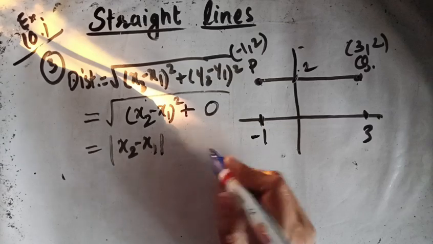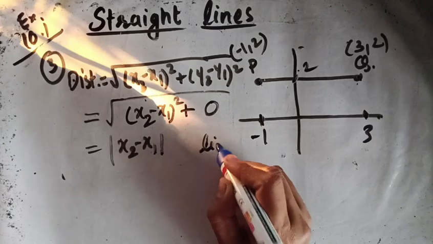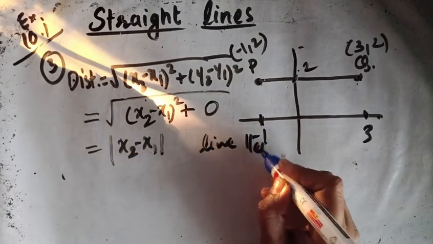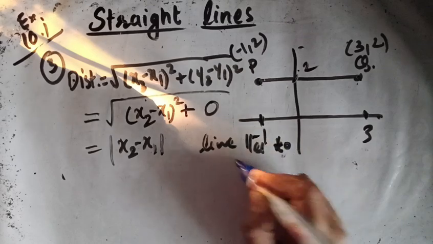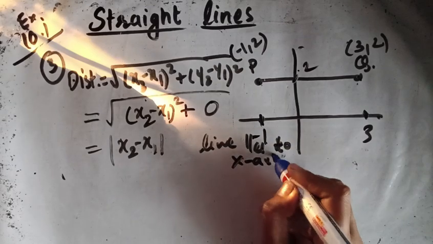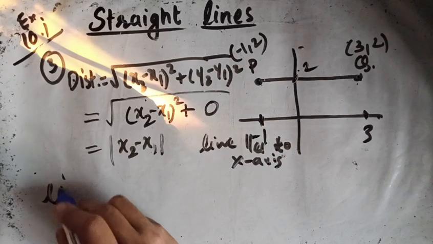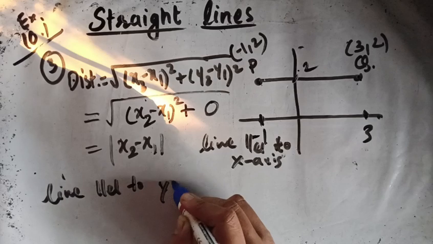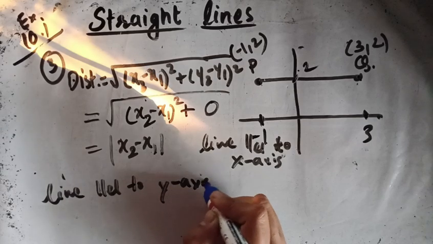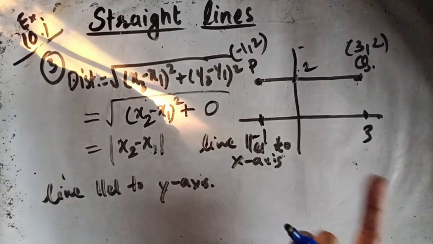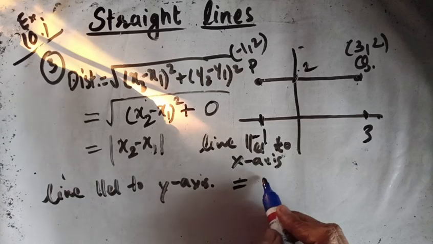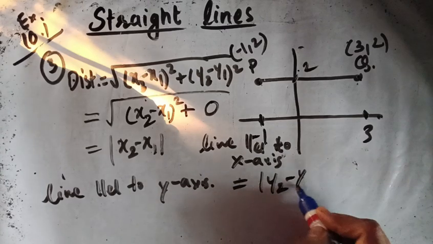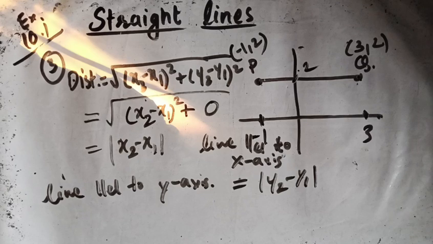Okay, same way this is for a line parallel to the x-axis. For a line parallel to the y-axis, x1 and x2 will be the same. So your distance will be y2 minus y1. Okay.